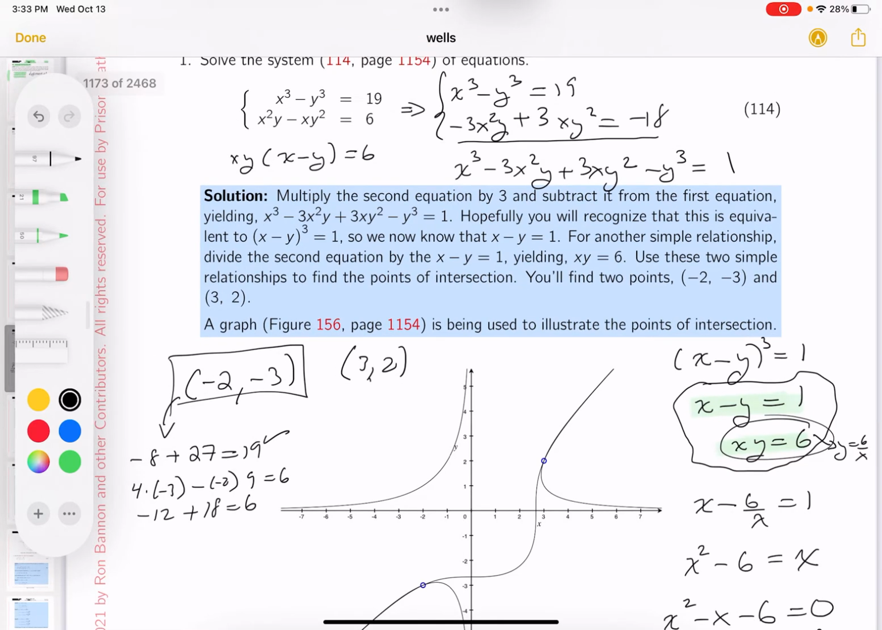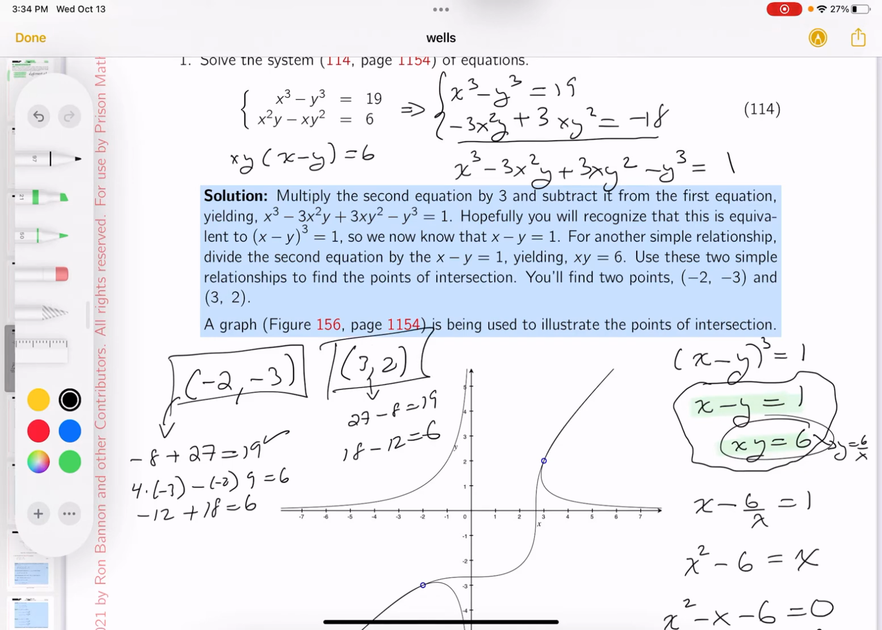Let's try this one over here. What do you get? 27, right? That's cubed, right? Minus 8, that's certainly 19. Let's do the second equation, even easier. You get 9 times 2, which is 18, minus 3 times 4, which is 12. That equals 6. This is a good equation.